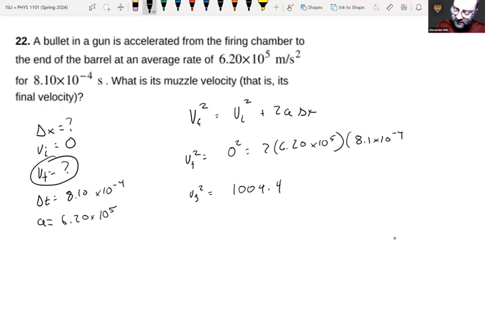How do I know I'm allowed to use 3 sig figs? Well, these two both have 3 sig figs. It's 8.10, sorry, and I wrote that. So then what we want to do is take a square root. And when we do that, that's going to give us V final equal to 31.692. I'm going to round here to 3 sig figs, 31.7 meters per second. That seems a little slow.